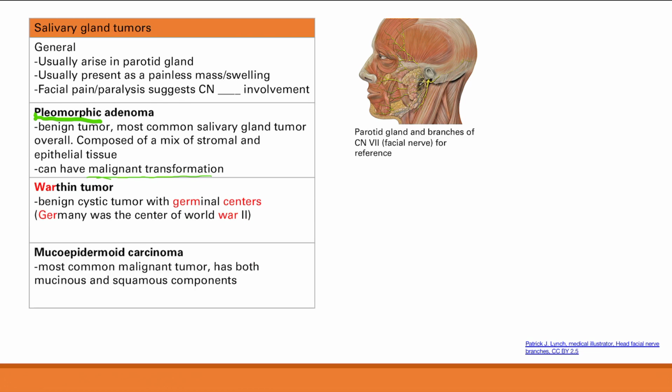Finally, we're talking about the mucoepidermoid carcinoma. This is the most common malignant tumor, and it has both mucinous and squamous components. Epidermoid basically refers to squamous cell origin. So the name again tells you mucoepidermoid, because mucinous and squamous components, and this is the malignant tumor. Okay. So that's it for our salivary gland tumors, as well as our overall pathology of the salivary glands.